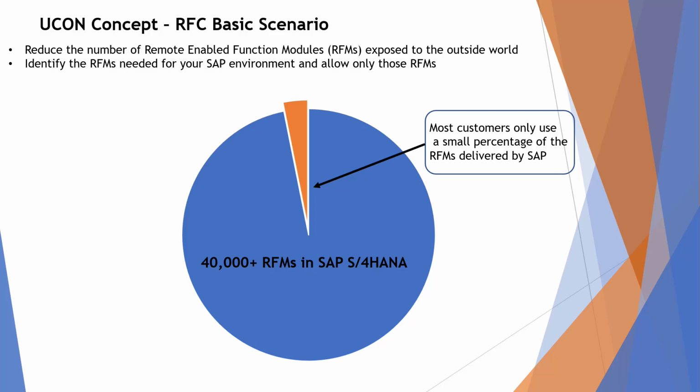Let's say, for example, you see 500 RFMs being called over a 6-month period, and you decide to allow all 500 RFMs. The remaining 40,000 plus RFMs will be blocked. On the next slide, we'll look at how the UCON tool works.